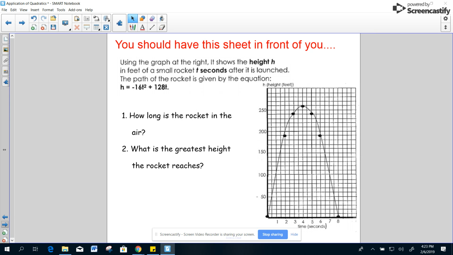This sheet, as I said, should be in front of you. We are going to read through problem number 1, which says, use the graph at the right. It shows the height, h, in feet of a small rocket, t seconds after it launched. The path of the rocket is given by the equation, and it is also shown in the graph to the right. The question is, how long is the rocket in the air? Please pause the video, allow students to answer the 2 questions before moving on.